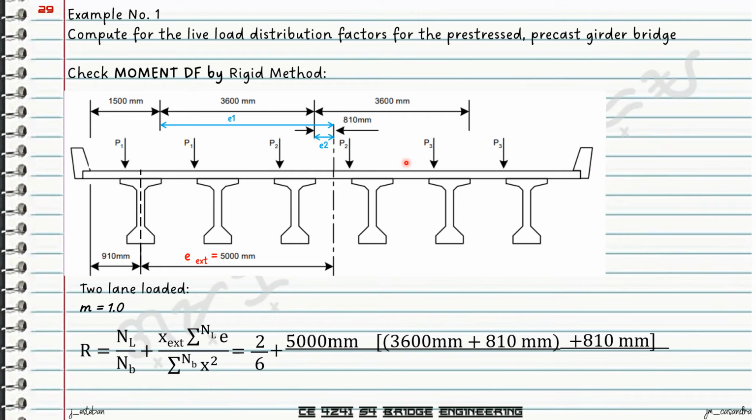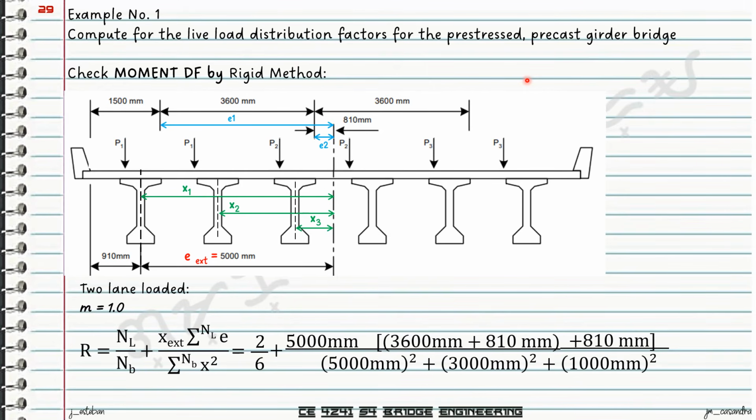So with that, we divide now the whole of this term by the summation of x squared, wherein x is simply the distance of the center lines of each girder to the center of the girder set. So we'll have now x sub 1, x sub 2, and x sub 3, which are equal to 5,000 squared plus 3,000 squared plus 1,000 squared.